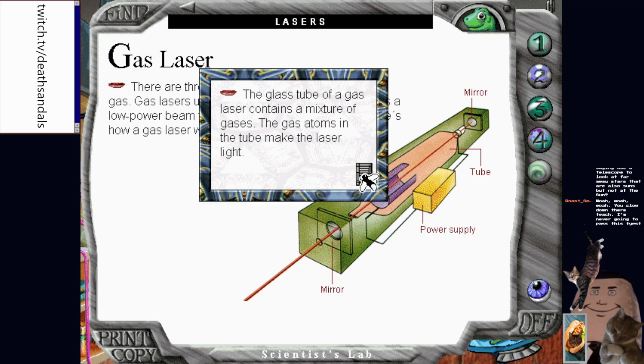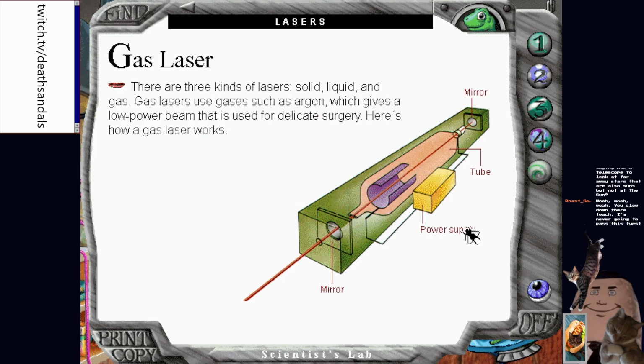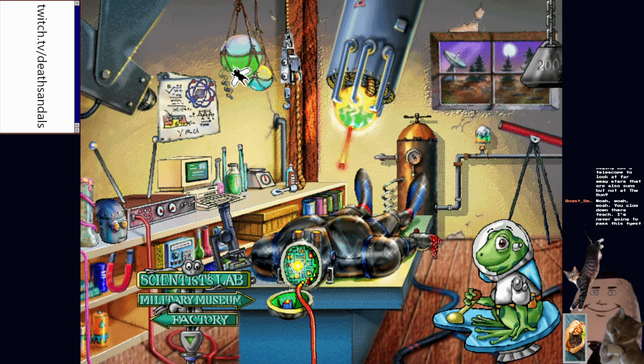Whoa, slow down there, teacher. I'm never going to pass this test. Yeah, it seems to be a lot to cover. It's probably for the best I'm not doing a test at the end. Oh, let me guess, we're going to learn about force and pulleys.